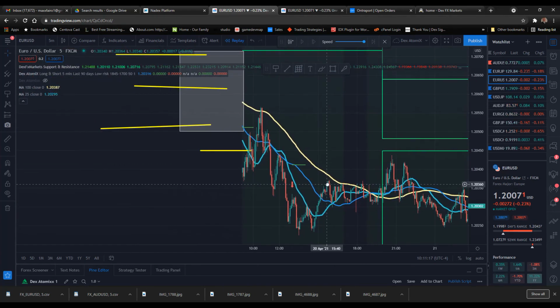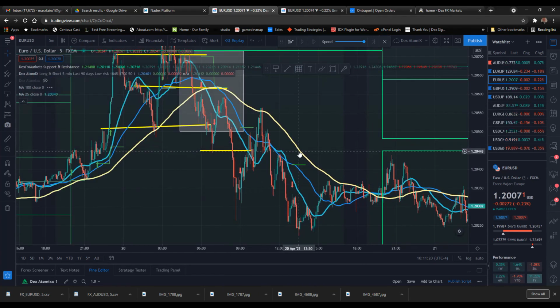And also good clean levels where the yellow is on top, the blue is in the middle, and the aqua is down the bottom tells me that it's an expected trend to continue to move that way for at least a little while.